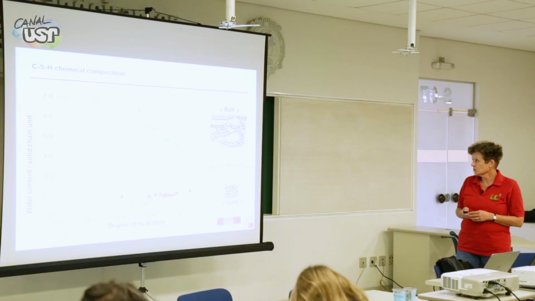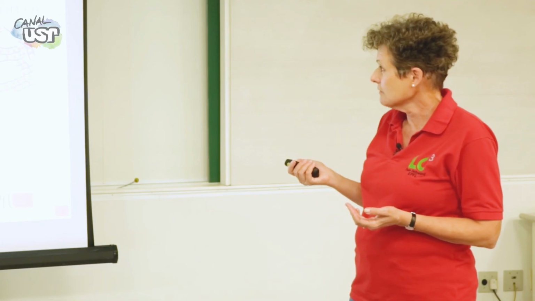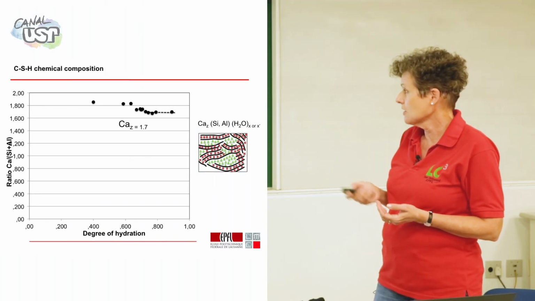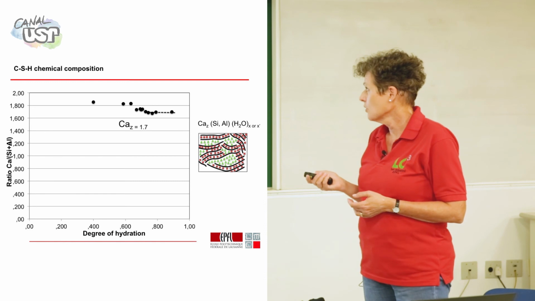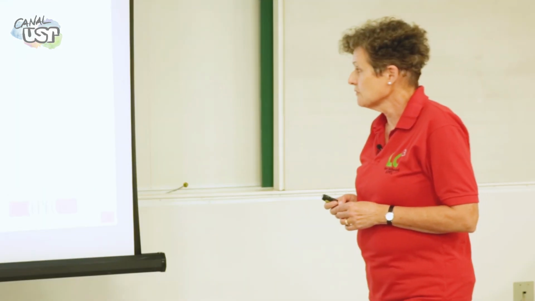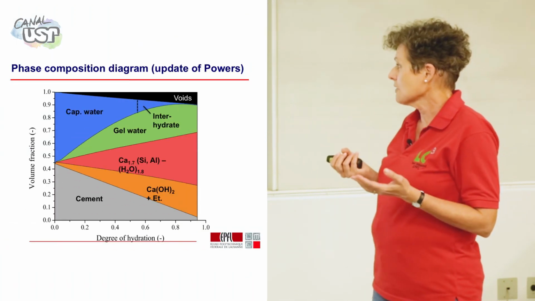So it's really a very, very rich technique that can give us an awful lot of information. We can even calculate the calcium silicate ratio. We can see that this slightly is decreasing in this sample from 1.8 to 1.6. So with all of this information, this can lead us to actually updating the famous diagram from Powers.